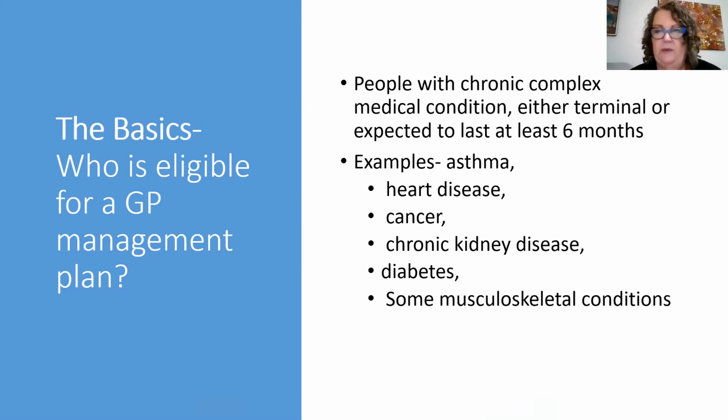So it's actually for people with chronic and complex medical conditions, expected to last at least 6 months or terminal. So some examples would be asthma or heart disease, cancer, chronic kidney disease, diabetes, and some musculoskeletal conditions, but not acute conditions that are expected to have resolved before the 6 months is up.